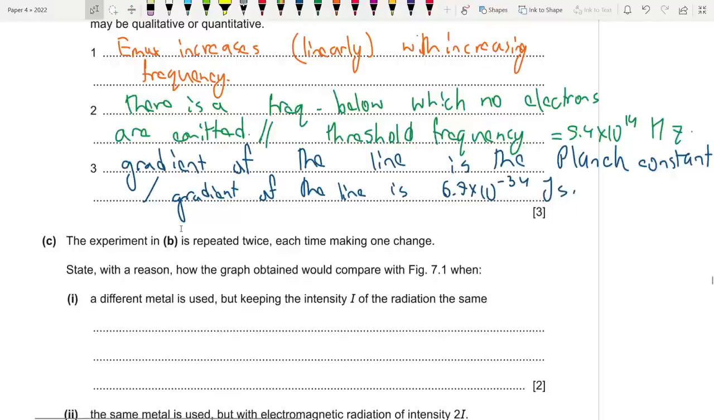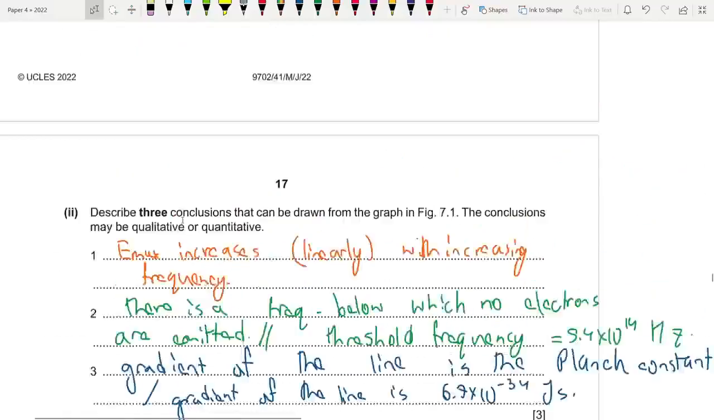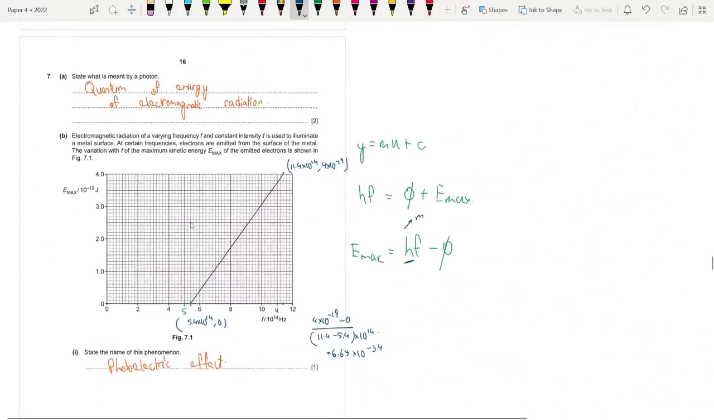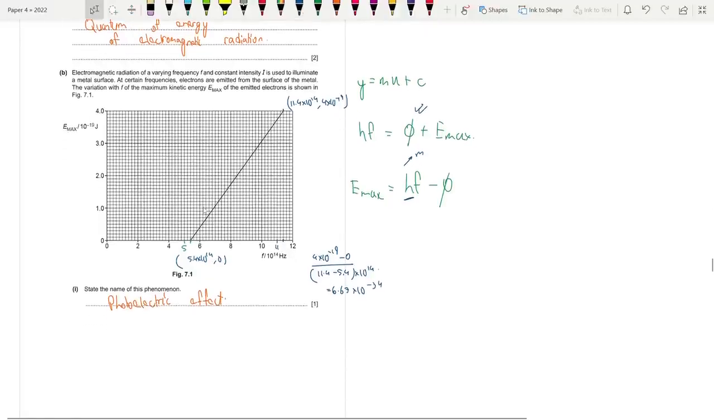Okay, what else? There was another point. We could talk about the work function. Basically, what am I talking about? This phi over here. What is this phi? It's basically our y-intercept, right? So how to find out the y-intercept? Basically, when frequency is 0, we can find out the value of the y-intercept.